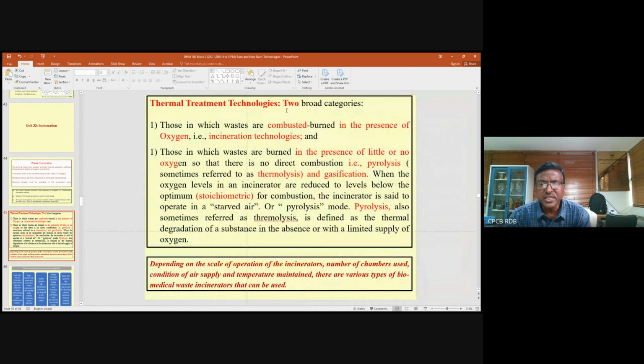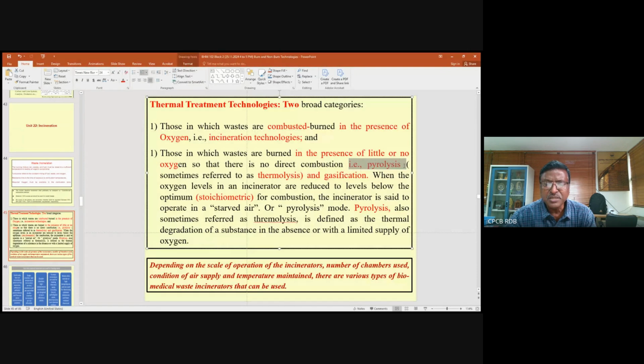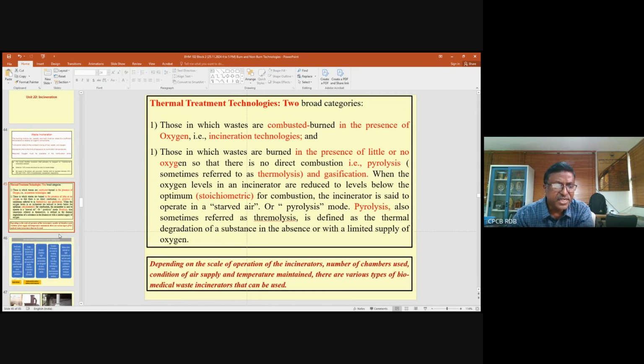Then, thermal treatment technologies can be divided into two broad categories. One is the combustion process that takes place in the presence of oxygen, which we call incineration technologies. And some of the processes are in the presence of little or no oxygen, where the waste is combusted; that is called the pyrolysis process. Both are combustion processes, but one is done in the presence of oxygen, whereas pyrolysis is under controlled or no oxygen levels. Therefore, under controlled conditions or in the absence of air or oxygen, waste combustion is called pyrolysis, whereas waste combusted in the presence of oxygen is called incineration technologies. This is the difference between incineration and pyrolysis.